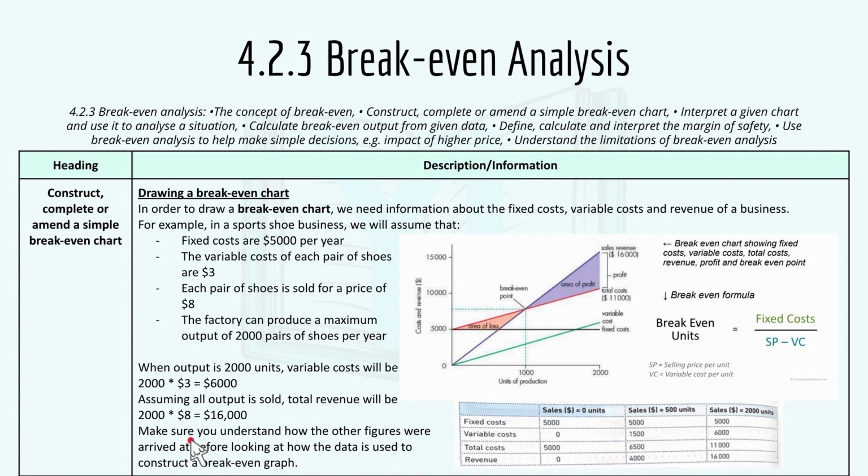Make sure you understand how these figures arrive before looking at how the data is used to construct a break-even graph. So like this line right here, the total sales revenue is $16,000, and the total variable cost is $6,000.